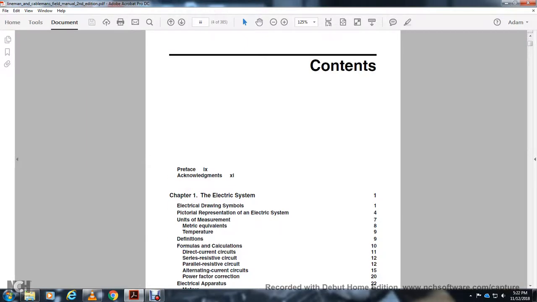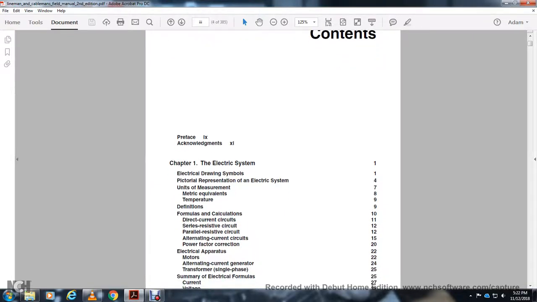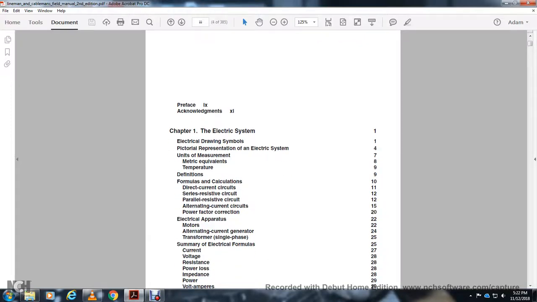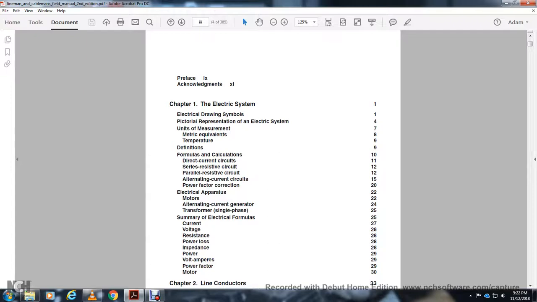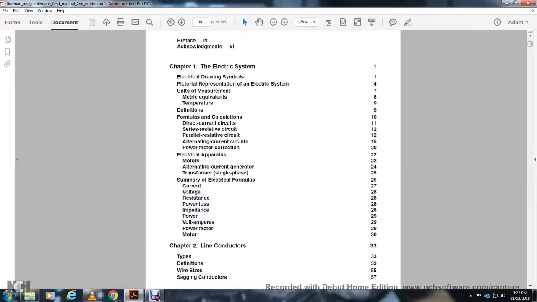Chapter 1, Electrical System: electrical drawing system, material representation, electrical system unit measurement, metric equivalent, temperature definition, formula calculation, direct current circuits, series resistive circuits, parallel resistive circuits, alternating current circuits, power factor, electrical apparatus, motors, alternating current generator, transformer, single phase, summary of electrical formulas, current, voltage, resistance, power loss, impedance, power, voltage, volt amperes, power factor, motor, line conductors.